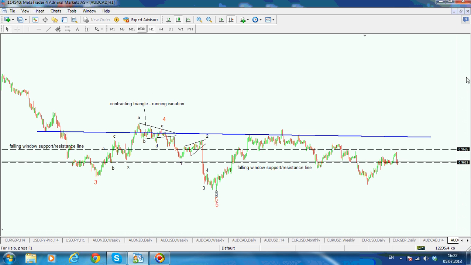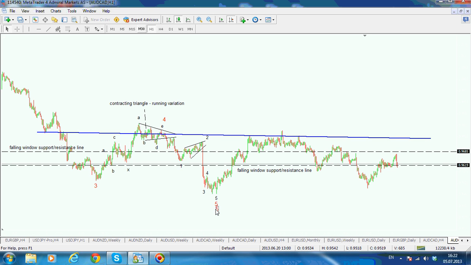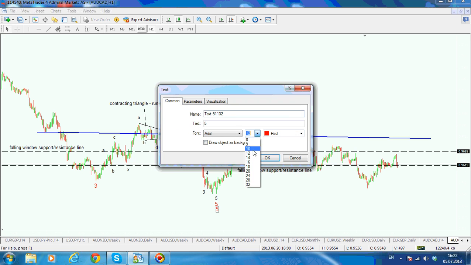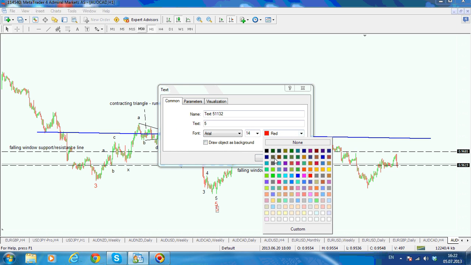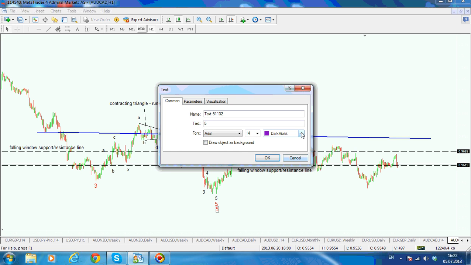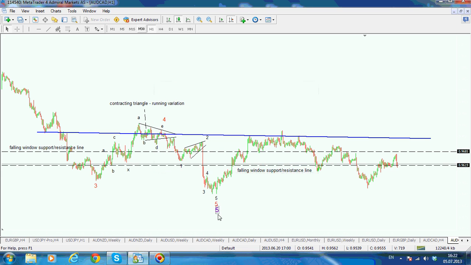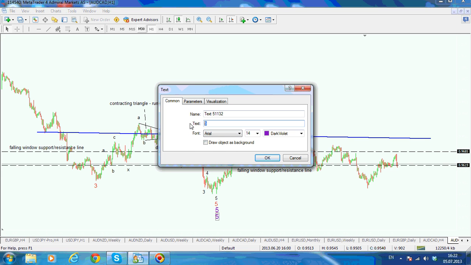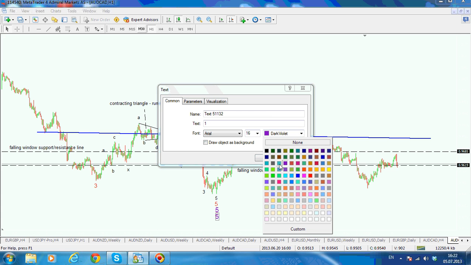Okay, let me make it a little bit smaller. So 5, this to be a 5 of a higher degree, and basically I'm looking for this to be the end of the first wave of an even higher degree. So 5 waves to the downside ended here.